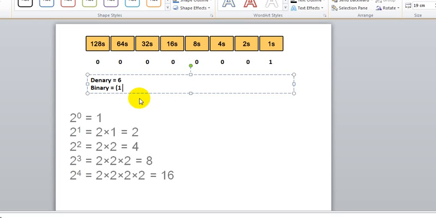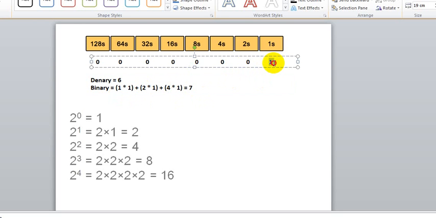So 1 times 1 equals 1. We'll add that to 2 times 1 equals 2, and we can add that to 4 times 1. So we'll get an answer of 4, 5, 6, 7. 7. So something's wrong.